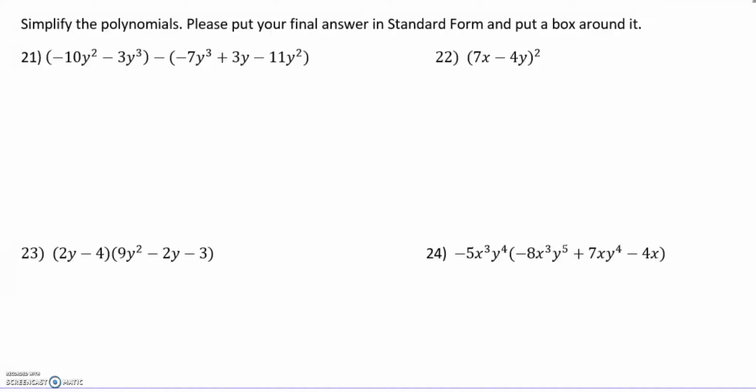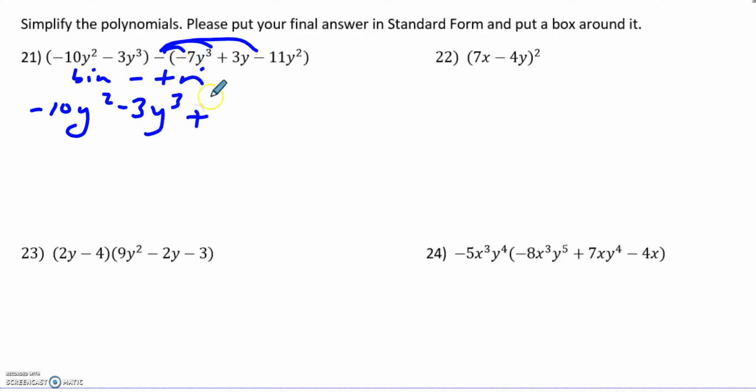21 to 24, simplify the polynomials. Please put your answer in standard form. So what we need to do is either add, subtract, or multiply the polynomials. And if I look at 21, it looks like I'm taking a binomial minus a trinomial. So I am not multiplying them, I am subtracting. So what I'd have to do is distribute in that negative first. So I have negative 10y squared minus 3y cubed plus 7y cubed minus 3y, and then plus 11y squared.